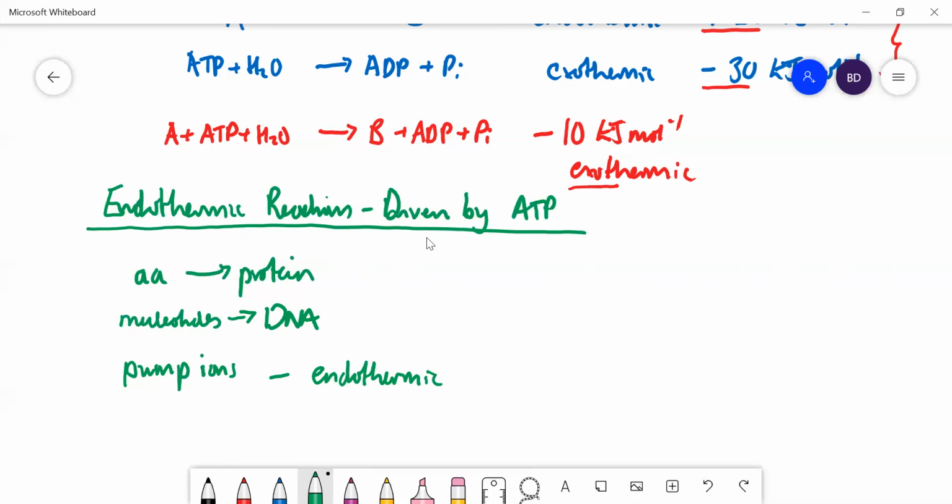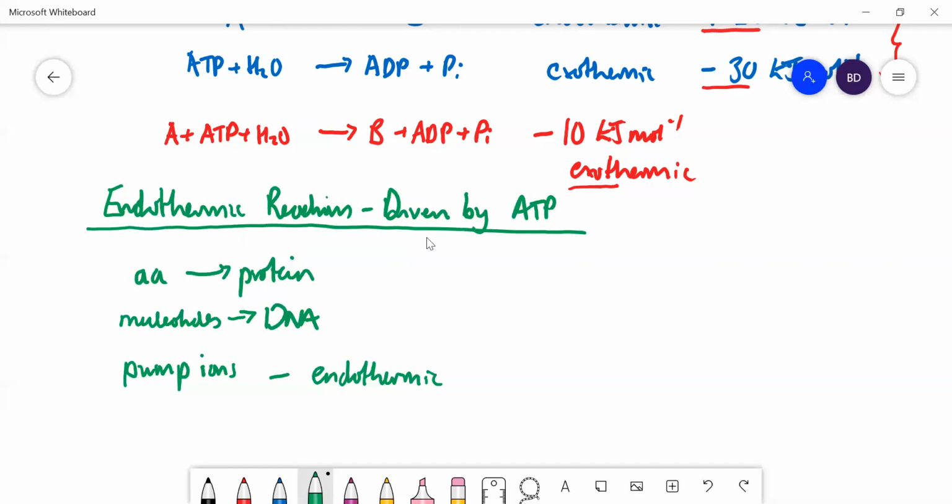Okay, so that's just a few examples of changes in cells or in organisms that are endothermic and require ATP to drive them forward. Another one would be muscle contraction, which I meant to add. Muscle contraction is a chemical reaction. In year 13, you look at the chemicals involved with that, but it's just a chemical reaction and you need ATP to drive it forward.